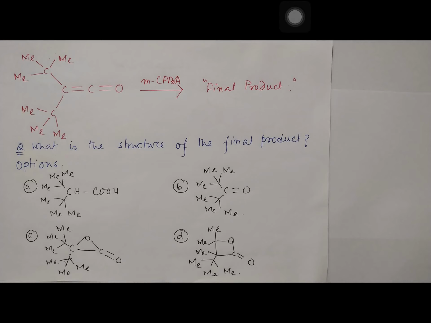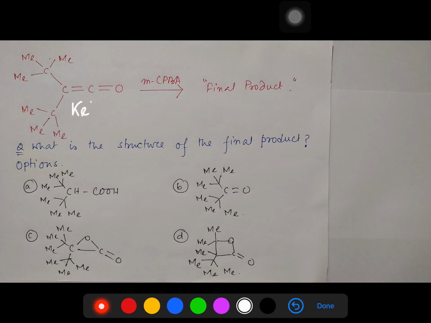So today we will discuss the MCQ about ketene. This molecule is known as ketene. Okay, so its reaction with MCPBA and final product. So you have to find out what is the structure of the final product.